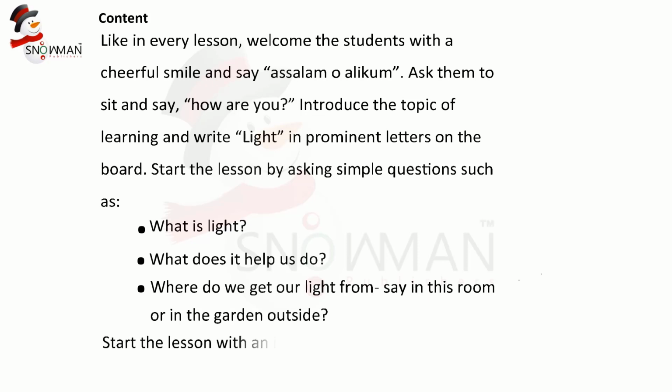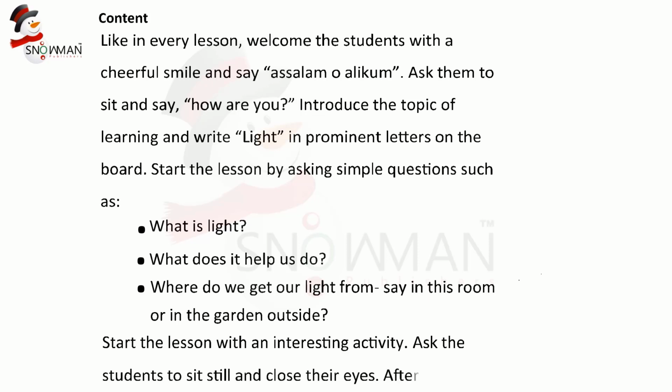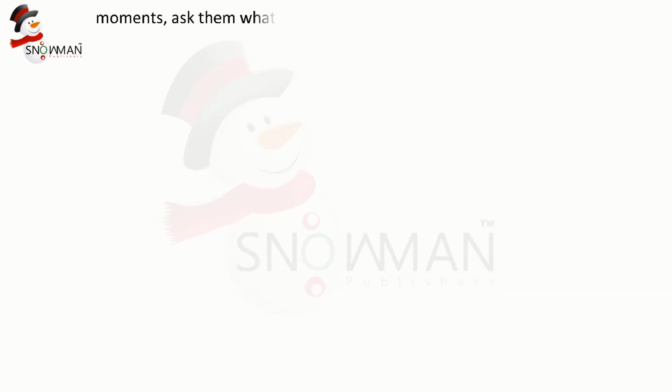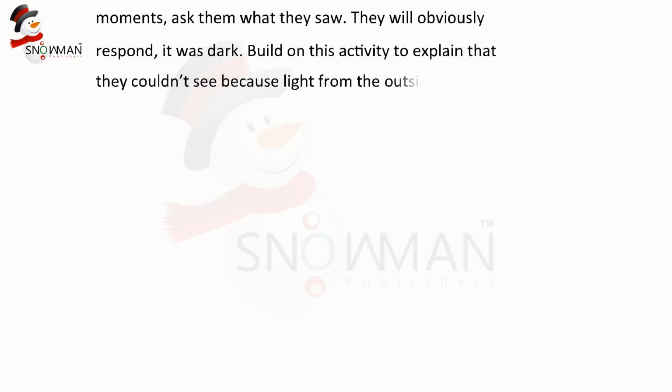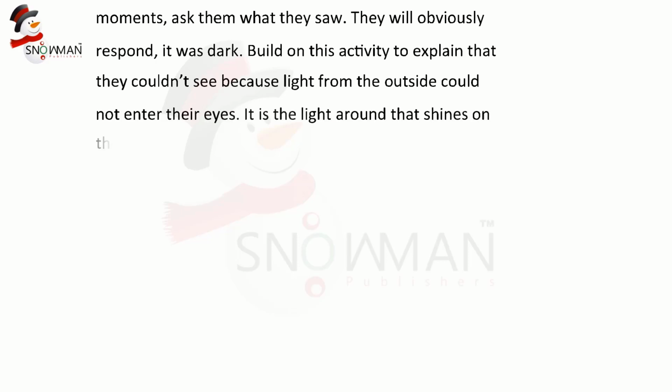Start the lesson with an interesting activity. Ask the students to sit still and close their eyes. After a few moments, ask them what they saw. They will obviously respond, it was dark. Build on this activity to explain that they couldn't see because light from the outside could not enter their eyes. It is the light around that shines on the objects and helps us see things.